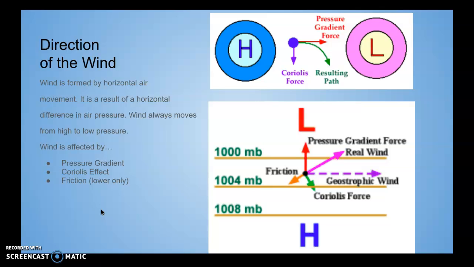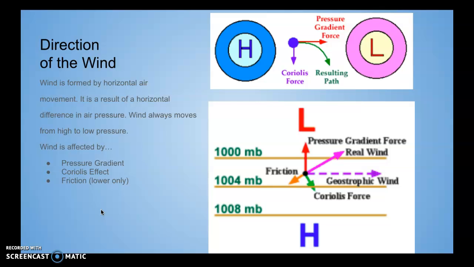Wind likes to go from high to low pressure naturally because high pressure has more air molecules in it and it's crowded. So naturally the molecules want to go to where it's less crowded, and that's the low pressure. The greater the pressure and the difference, the stronger the wind.